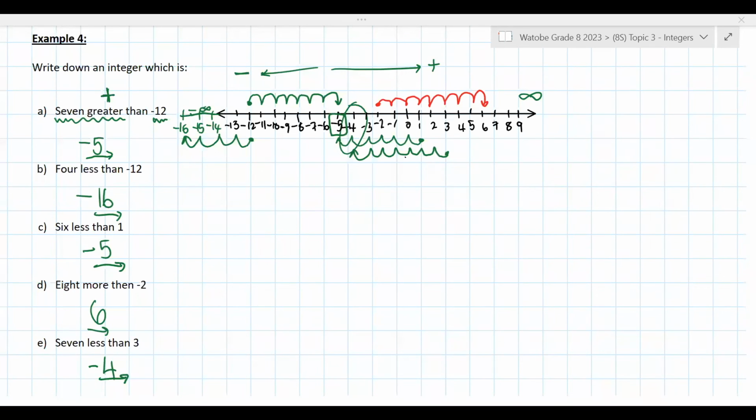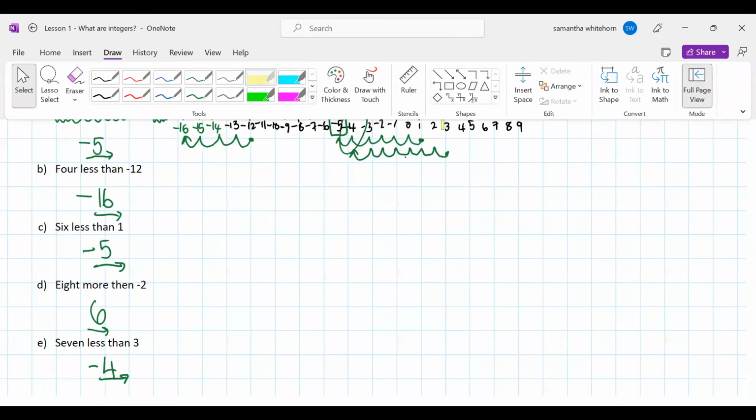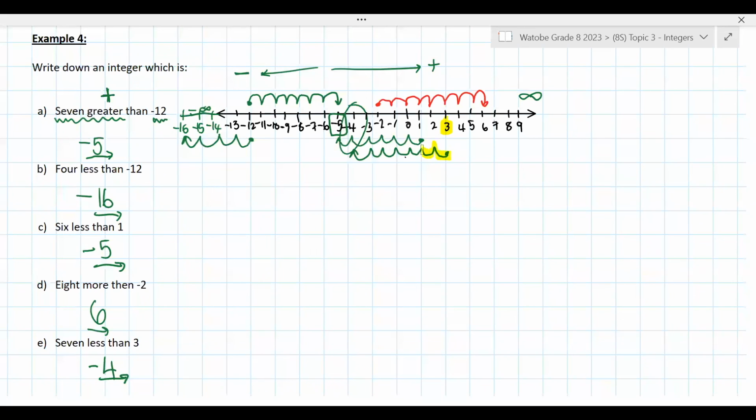All right, okay, Shania seems to be having an audio issue here. Kopano, question? Yes, ma'am. I wanted you to explain number E for me. I got positive 4. How did you get negative 4? Okay, so remember we start at positive 3 and then we take away 7. So 1, 2, 3, 4, 5, 6, 7. Because I'm taking away more than what I had, I have to end up in the negative side. Thank you, ma'am. Okay, good.